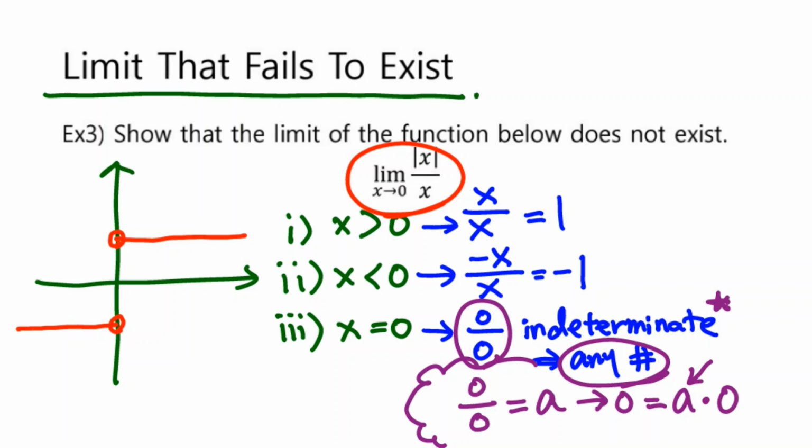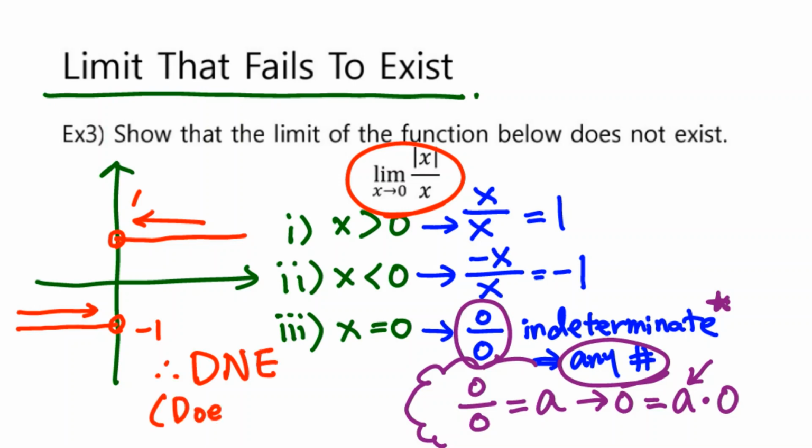If you go from the left, then that's negative 1. If you go from the right, then that's 1. So which one should we write? Should we write both? The answer is no. The answer is DNE, which means the limit does not exist, because the left side is not equal to the right hand side. So the limit does not exist, and then you write DNE. This is the first case of DNE.